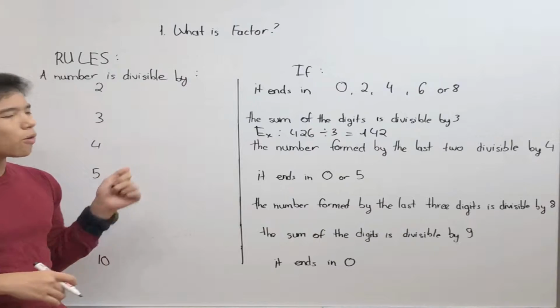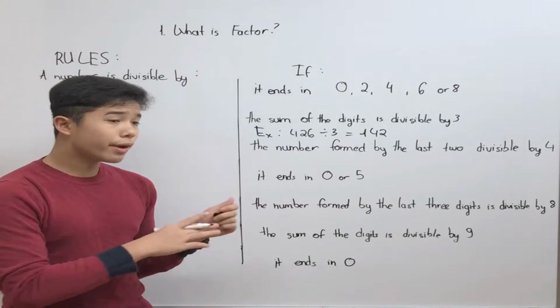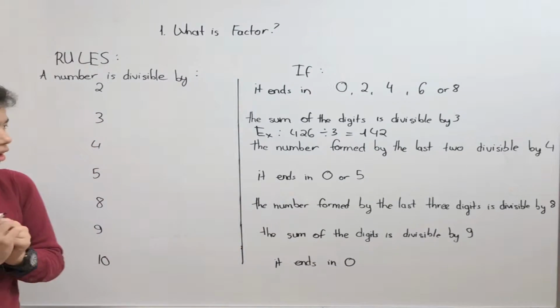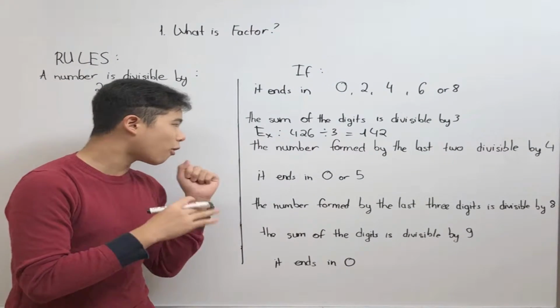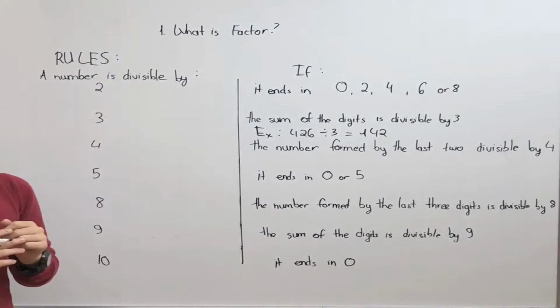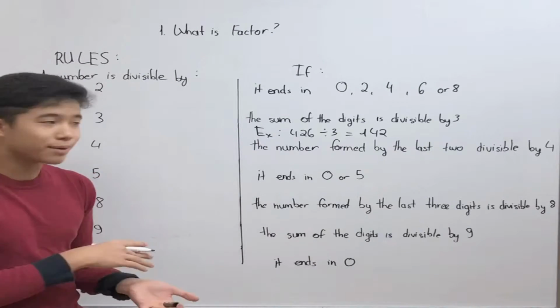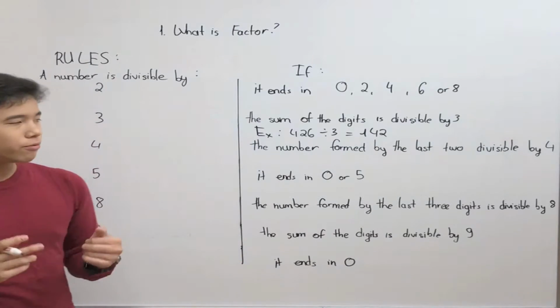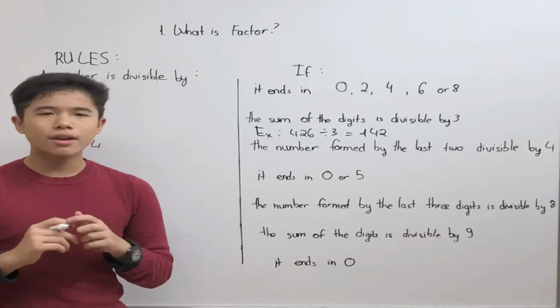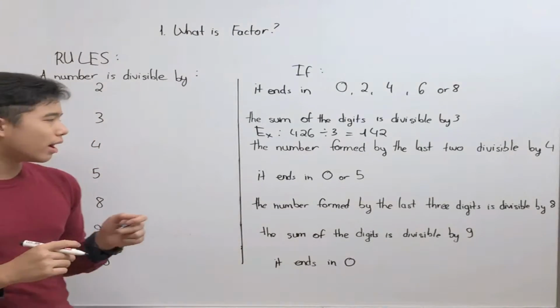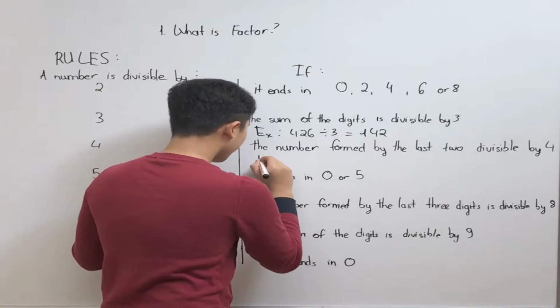Next one, we have 4. 3 is hard, but 4 is even harder. The rule is the number formed by the last two digits of the number is divisible by 4. Quite complicated, isn't it? But if you really think about it, it's quite easy. Let me show you an example.